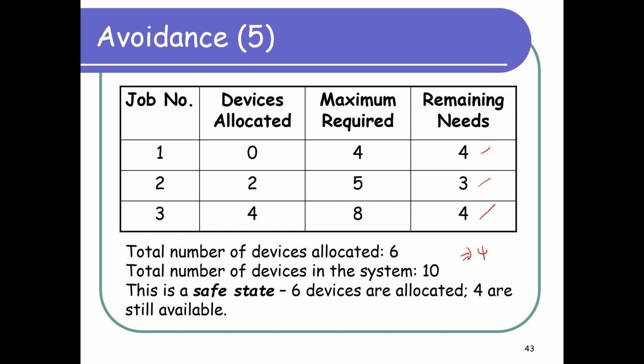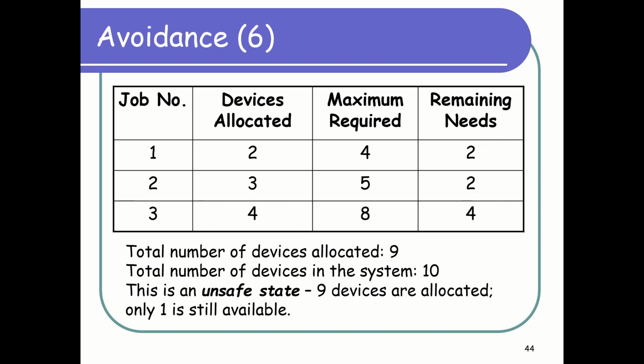Using the resources released by the finished jobs, the maximum needs of other jobs can be filled and that job can finish, and so on until all jobs terminate successfully. So this is a safe state because the remaining 4 can serve each customer. We go into each customer, not the total remaining needs.